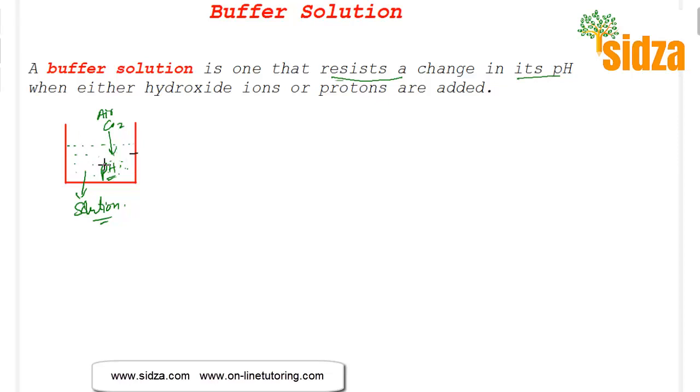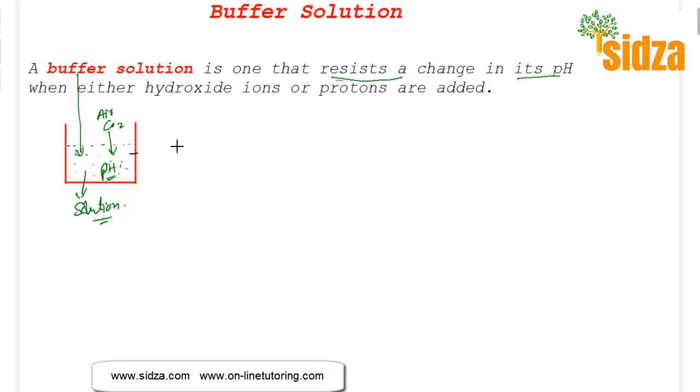And what is a buffer solution? A buffer solution is a solution that resists a change in its pH when a small amount of an acid or a base is added to it. So when carbon dioxide comes in contact with the solution, its pH will not change. Why? Because we have added some buffer solution to it.